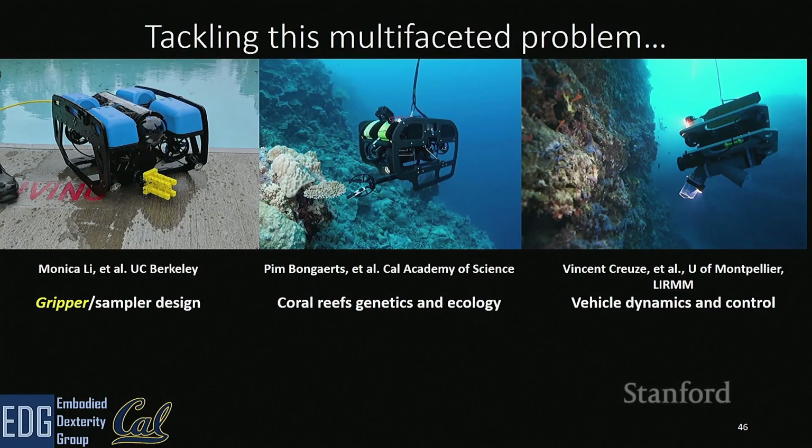This is a multifaceted problem. So we're looking at the mechanical design of the grasper and the sampling mechanism, but there are people who are interested in the genetics. So this is Cal Academy of Science. And then we have also people who are looking at the vehicle dynamics and control of this sort of platform.